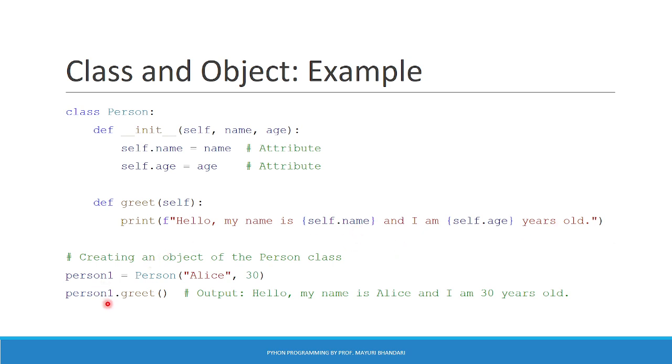Now, how to create objects? Simply give the object name. For example, person1 = Person, and in brackets the arguments. So Alice as name and 30 as age we are passing. When you call person1.greet, it will print: hello, my name is Alice and I am 30 years old. We'll see its execution later, for now I am just explaining. Got it? How to create a class and how to create an object? Any doubt in this?